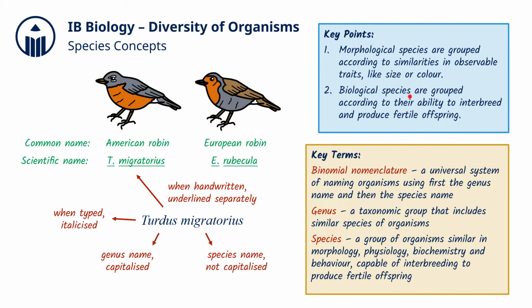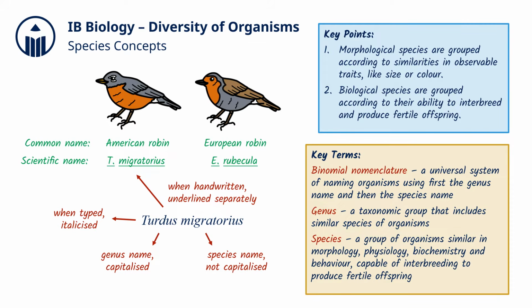Biological species are grouped according to their ability to interbreed and produce fertile offspring. American robins and European robins are not able to do this. So, under the biological species definition, they are different species. Biological species still share physical characteristics, but these alone are not enough to determine them as the same species. You can see this in the difference between the common and scientific names. We know the common names, which are colloquial and can vary between different places and languages.